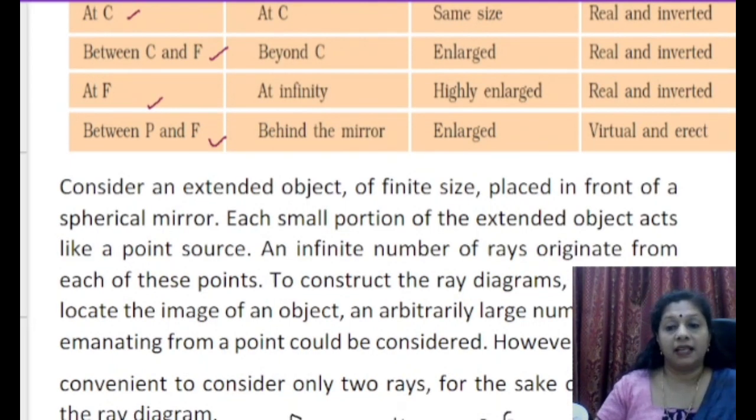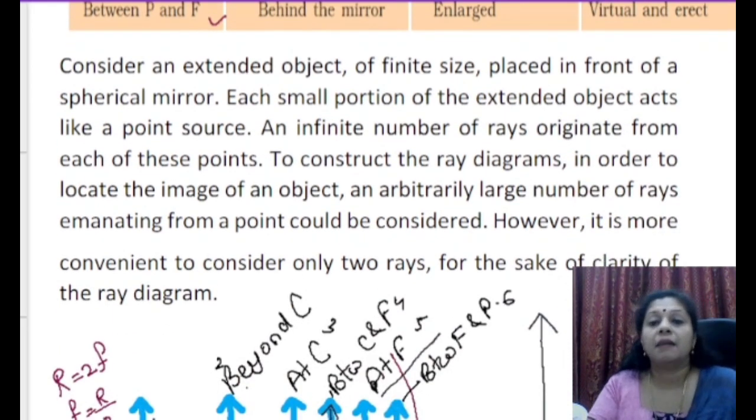Any object, if you are taking an extended object of finite size placed in front of a spherical mirror, we can make the image of that on the screen. Each small portion of the extended object acts like a point source. So from each point on the object, the light starts emitting. So an infinite number of rays are coming to the viewer or the screen. But to construct a ray diagram, we don't draw all these lines because it is very tedious and also confusing. So we take only two rays to show the image. Wherever the two rays intersect or appear to intersect, that is the image formation.